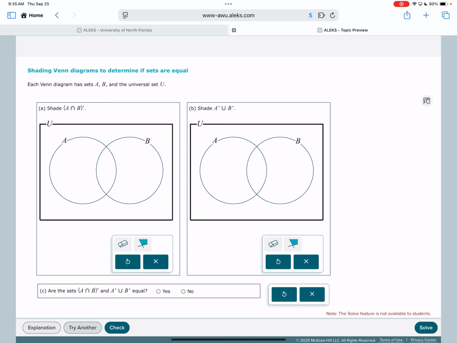All right, so this one, A intersect B, is in the circle, or in the parentheses. So A intersect B is only that area right there. That's what's inside the parentheses, but we're saying what's not in A and B. So we're saying everything besides that, right? We're saying this and this and this, everything besides that.